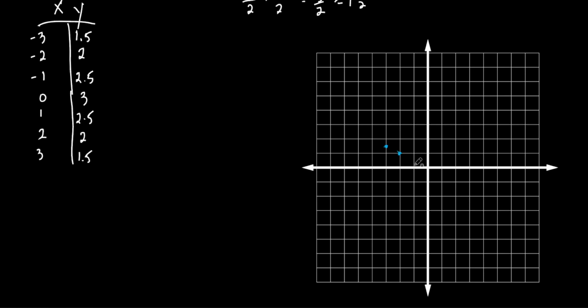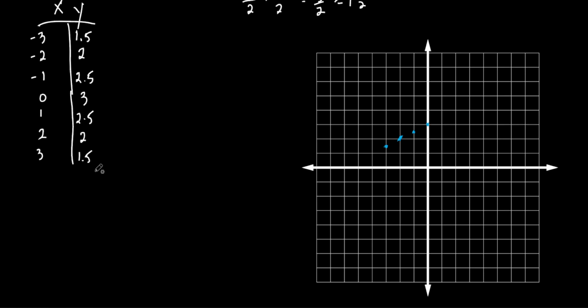Negative, is that right? -3. No, that's not -2, 2. What am I doing? -2, 2 is right there. That's why it's messing up. Okay, can't count. All right, and then what was the next one? -1. How far do we go? 2.5. It's right there. Go 0, 3. It's right there. Then it starts coming down.